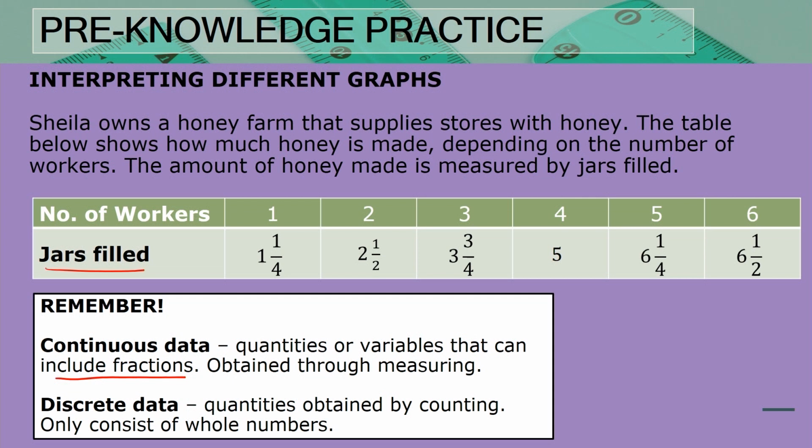It only consists of whole numbers. Now, what could we be talking about here? We are talking about the number of workers. If we are looking at the number of workers, these are quantities that can only be counted. We cannot find a person that we say is 1/2 of a person. We are talking about whole numbers only. It is 1 person, it is 3 people, but we cannot find 3 1/4 of a person. So that is what we are talking about when we say discrete data.